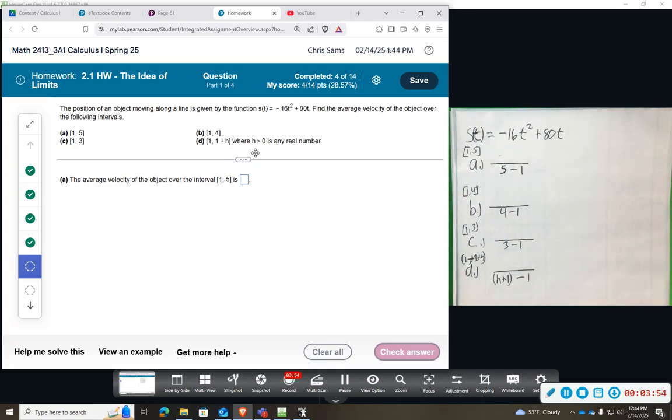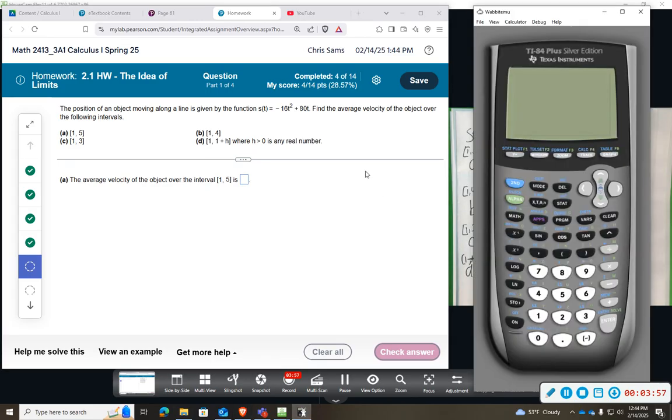First, I'm going to use technology just to speed up the process. I'm going to go to y equals, turn it on first, clear out what I have, and type in this function, which is negative 16. The calculator doesn't input t as a variable, it always uses x. So we're just going to do negative 16x squared plus 80x. I'm just going to hit graph, even though I don't really need to see the graph. I'm just going to use this screen to find the input.